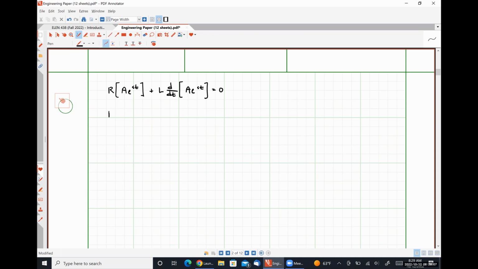So this is going to look like R A e to the st. So how do I take the derivative of this thing? Exactly right. s A e to the st equal to zero. And now I'm just going to do a little bit of algebra here. Okay. So I have a common factor of A in both terms, so I'm going to take that out. I have a common factor of e to the st in both terms, so I'm going to take that out. And what I'm left with is R plus s times L.